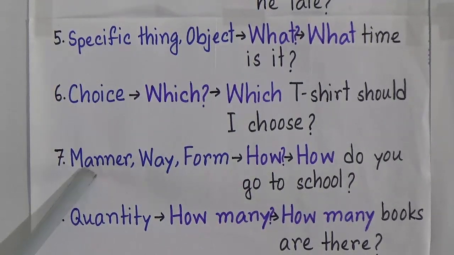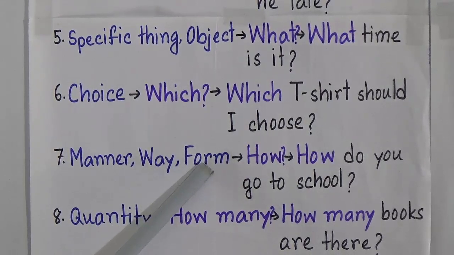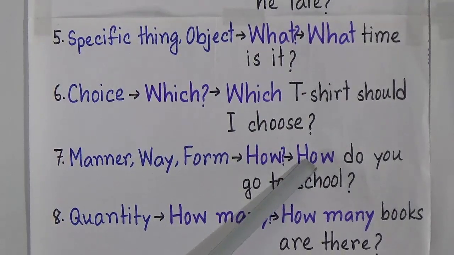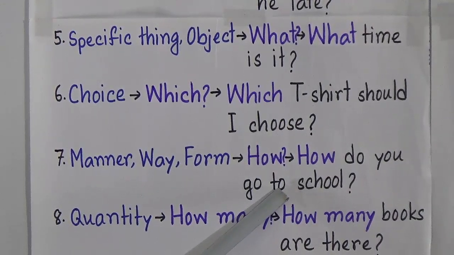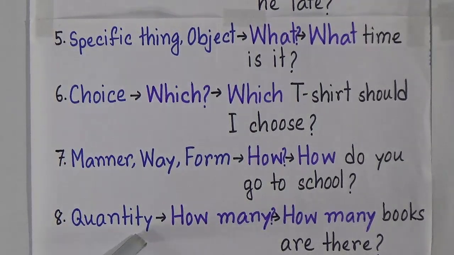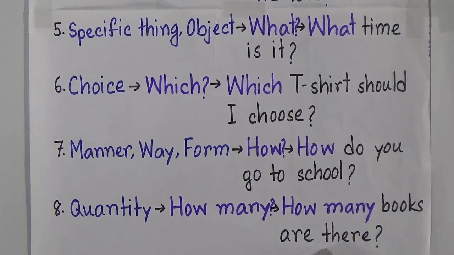And if you want to know about the manner of someone or something, or the way or the form of something, you will ask the question with how. An example, how do you go to school? That means you want to know about the communication system. And now if you want to know about the quantity, you will ask the question with how many. An example is, how many books are there?